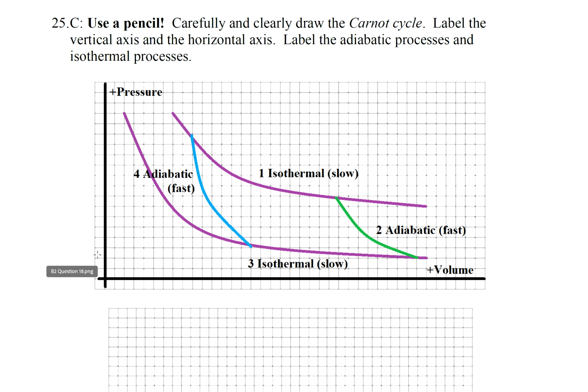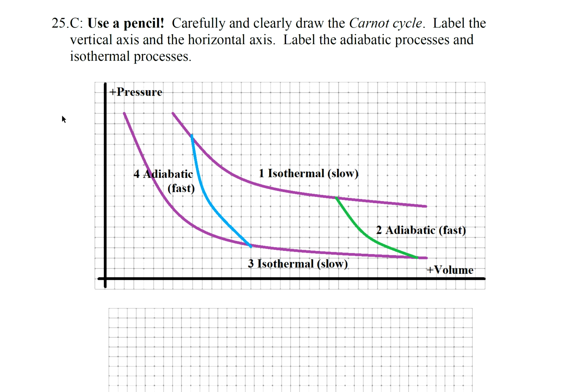So question 25, use a pencil. Carefully and clearly draw the Carnot cycle. Label the vertical axis and the horizontal axis. Label the adiabatic processes and isothermal processes. So we have 4 steps. Step 1 is an isothermal process, which is slow. We have volumetric expansion. Step 2 in green is an adiabatic process. That's a fast process. That's also a volumetric expansion.